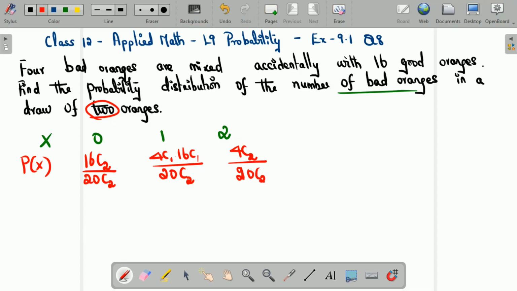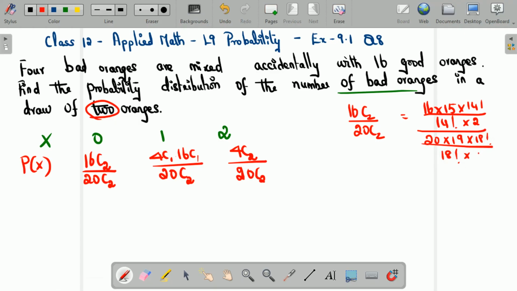Now we are going to work on computing each of these values. Let's calculate 16C2 divided by 20C2. This is 16 into 15 into 14 factorial divided by 14 factorial into 2, the whole thing divided by 20 into 19 into 18 factorial by 18 factorial into 2. So 18 factorial is gone, 14 factorial is gone, and the 2 and the 2 also go. So this is 16 into 15 divided by 20 into 19.